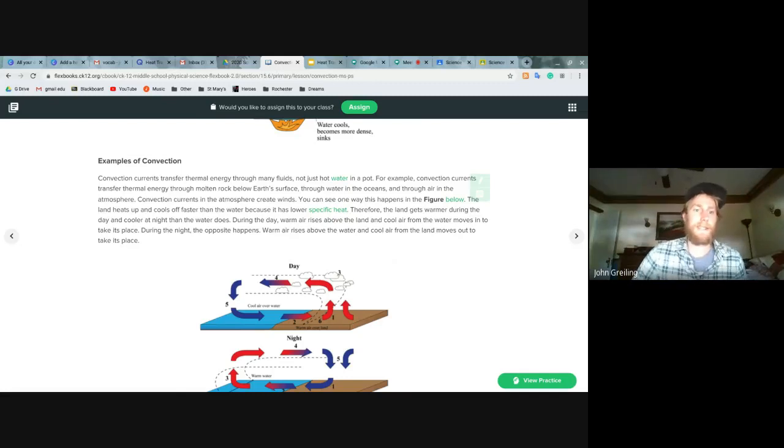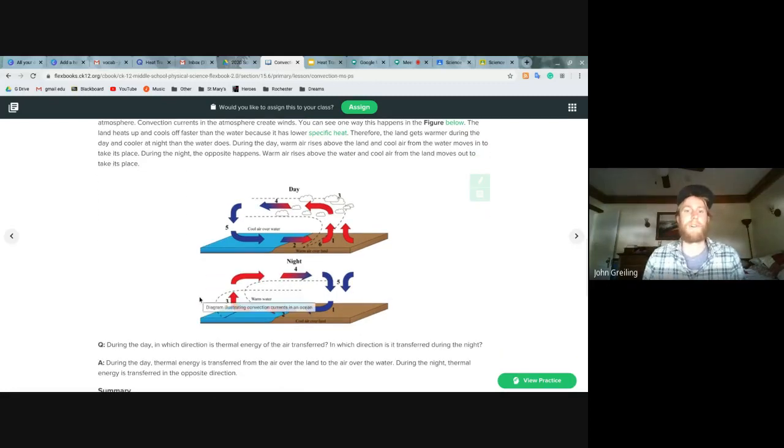The land heats up and cools off faster, because it has a lower specific heat. Therefore the land gets warmer during the day and cooler at night than the water does. During the day, warm air rises above the land and cool air from the water moves in to take its place. During the night, the opposite happens. So that we know, if you've ever been out at night, it's a lot cooler, right? And sometimes if you've ever looked at a body of water early in the morning, you'll see steam. Well, that's because the water is warmer than the land around it, and it's creating steam.